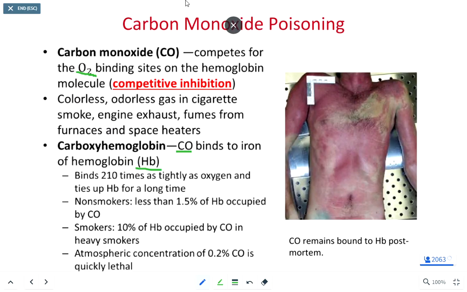And in case you didn't need another reason to not smoke, smoking causes lots of carbon monoxide to build up in your bloodstream from the incomplete combustion of whatever the heck it is you're smoking.